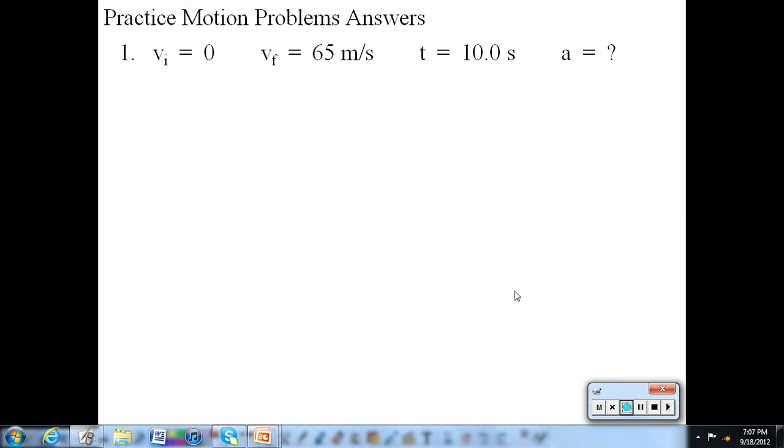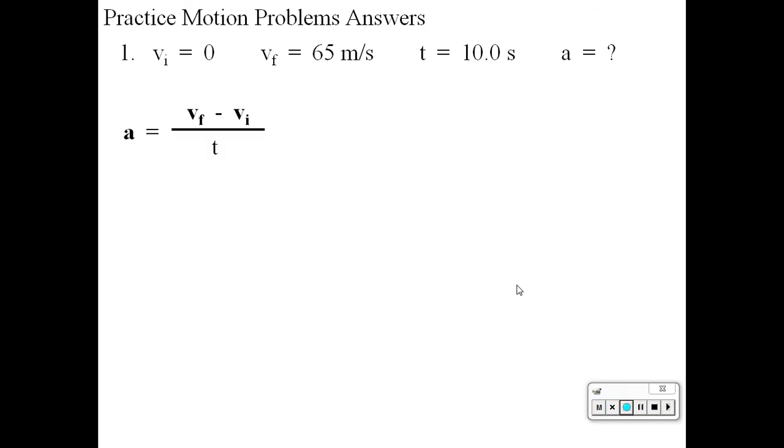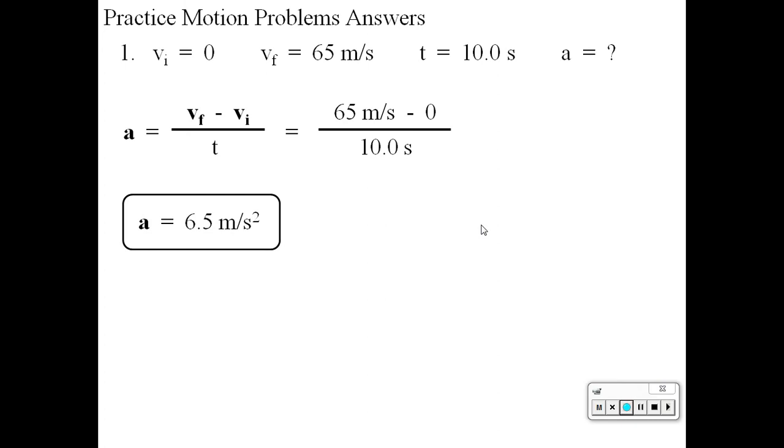Practice motion problems answers PowerPoint. First problem: a plane accelerates from rest to a speed of 65 meters per second in 10 seconds. Determine the acceleration. The motion equation we're going to use is a = (v_f - v_i)/t. Plugging in our numbers, we get (65 meters per second - 0) over 10 seconds, which our calculator tells us will be 6.5 meters per second squared.